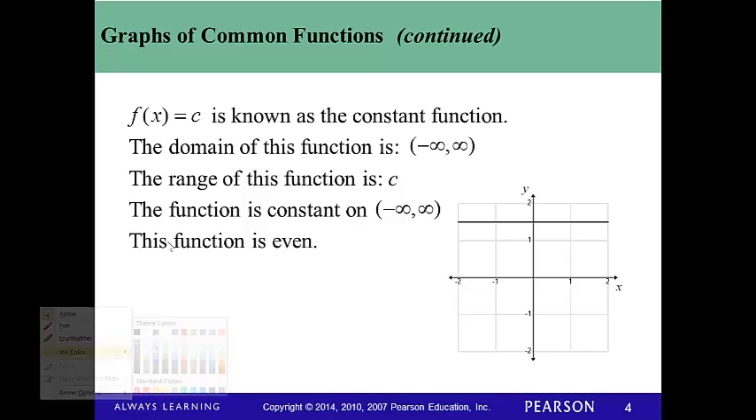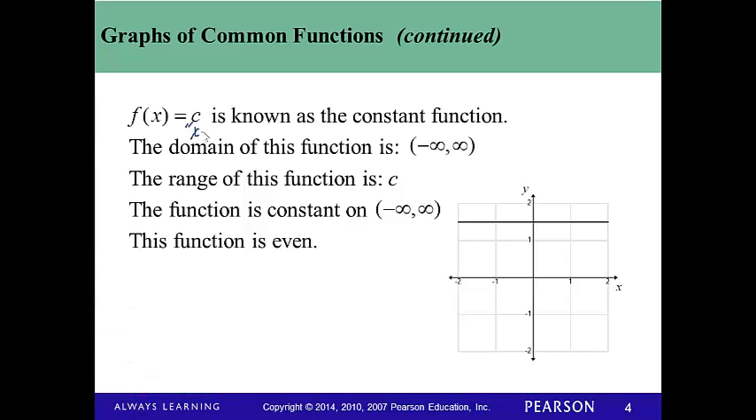So let's recall that the domain is referring to the x values, and the range is referring to the y values. So all x values are included since this is a horizontal line that goes through the point y equals c. And the range includes only c because that's the only y value, c. This piece right here, being constant and even, is added information that's not really important but useful for you to know.